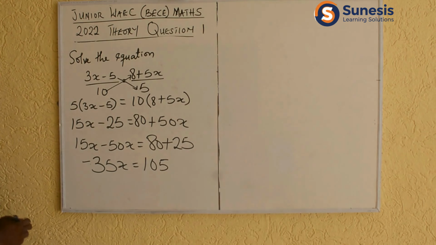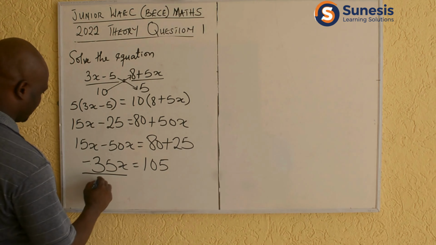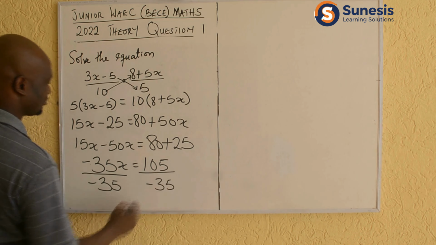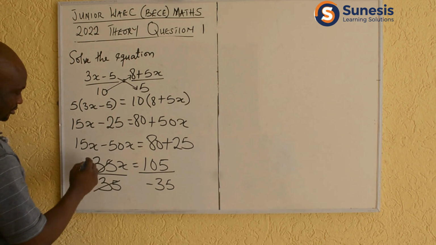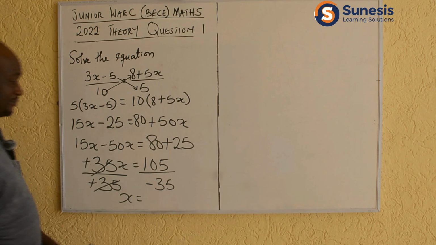Now, we need to divide through, because we need our x to stand alone. So we divide by the coefficient of x, which is minus 35. Alright? So here we go. This minus dividing minus, we turn into plus. That means we have x equals to, now for 35.